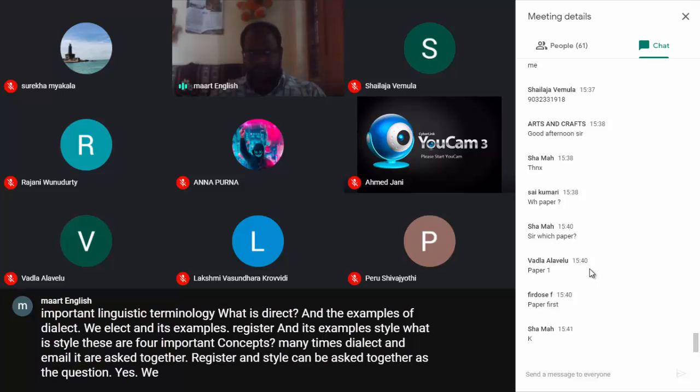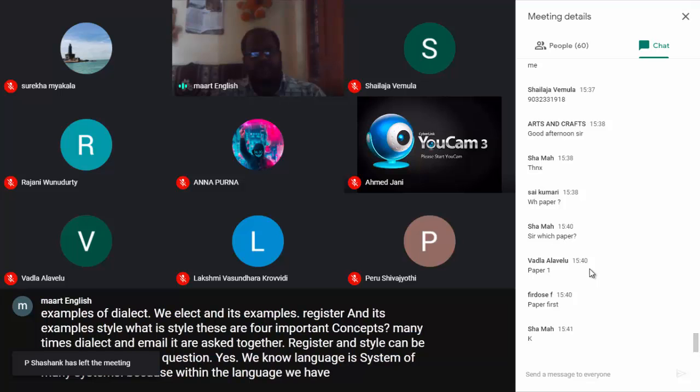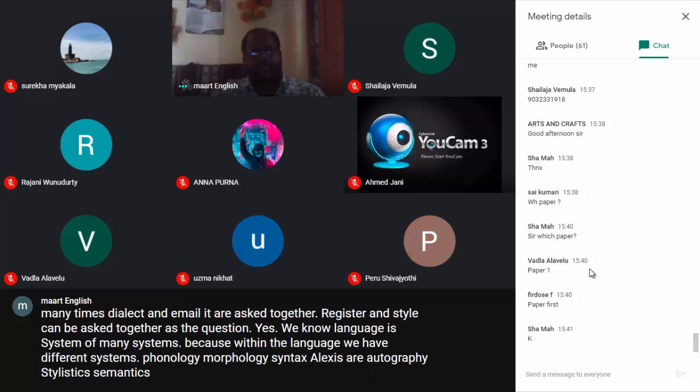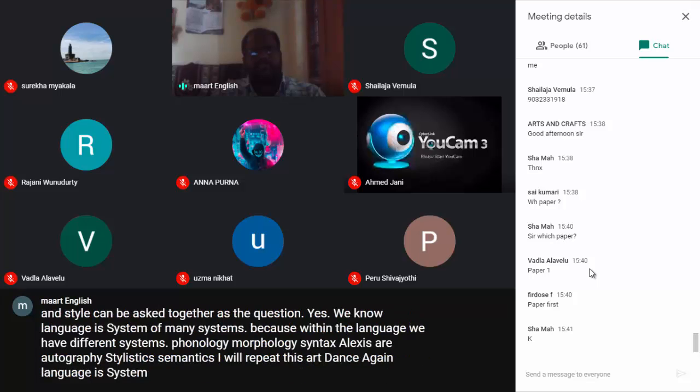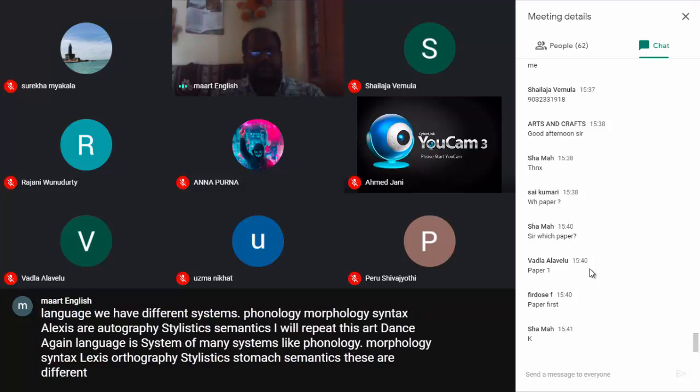We know language is a system of many systems because within the language we have different systems: phonology, morphology, syntax, lexis, orthography, stylistics, semantics. I will repeat these again. Language is a system of many systems like phonology, morphology, syntax, lexis, orthography, stylistics, semantics. These are different systems. Each system looks at different aspects.